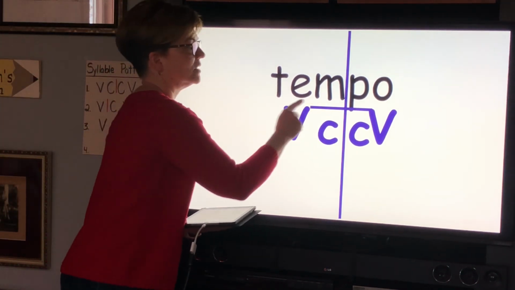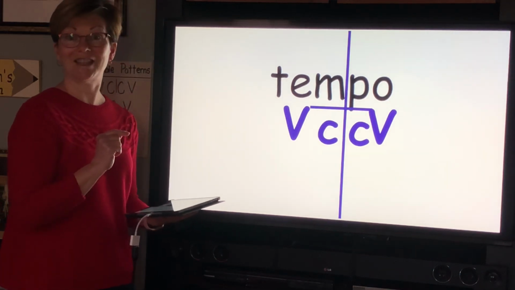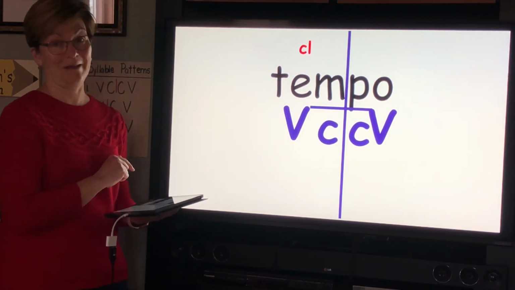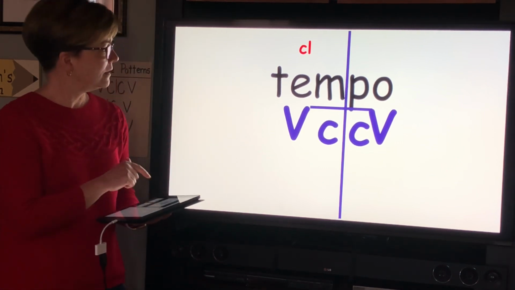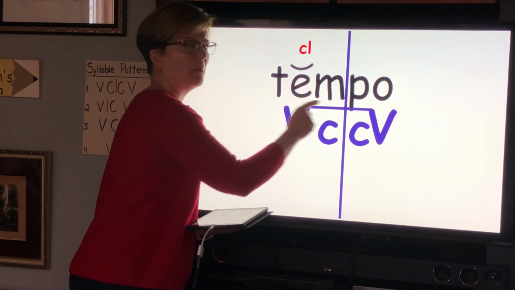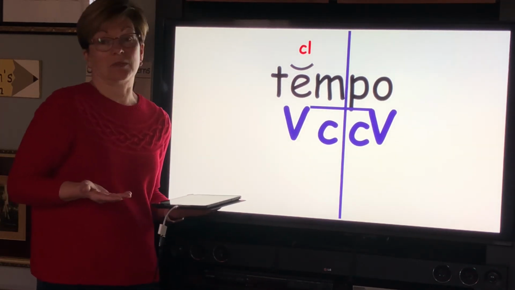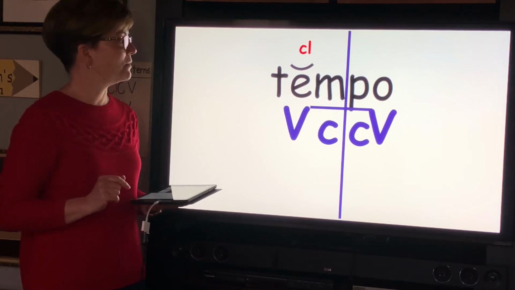What kind of a syllable is the first syllable? Just look there. It ends with a consonant. Did you say closed? Yep, it's closed. That means the E is wimpy. It says eh. Tem. That's a nonsense word. That's not even a word. It's just a syllable. Let's keep going.